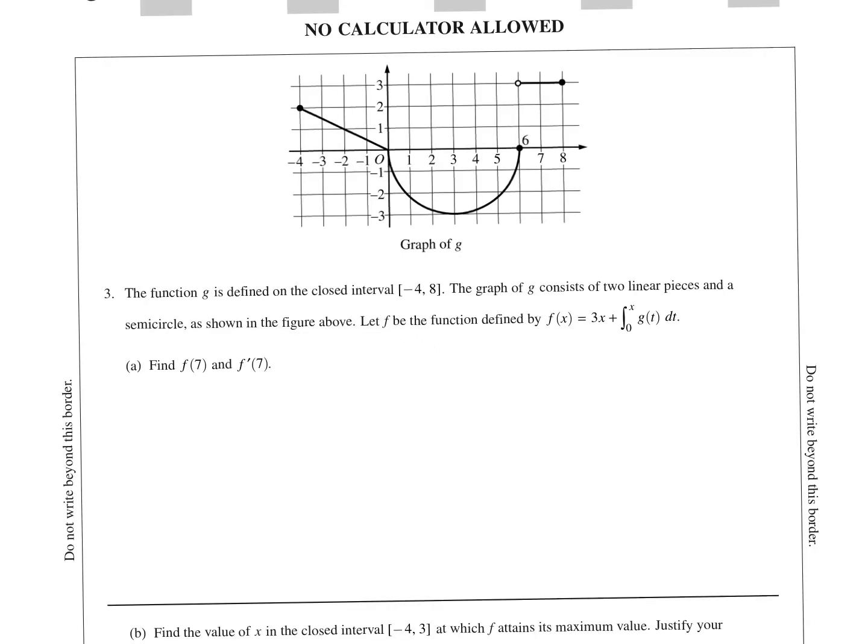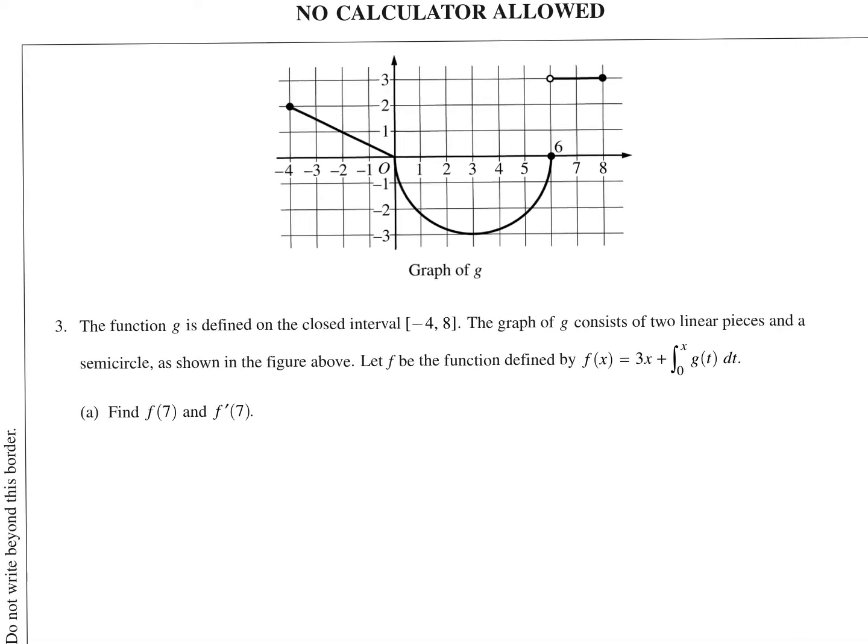Okay, you guys, on this first one, it just says, hey, here's g. f is given here. So I'm like, okay, here's f. It said this function has two linear pieces, so that's a line, and that's a line, and then a semicircle. Whoop! They want us to find f of 7. I'm going to give you guys a little bit of time. I want you to try to find f of 7 and f prime of 7.